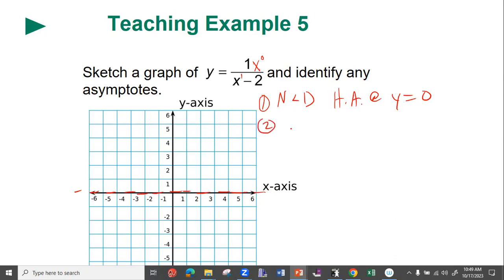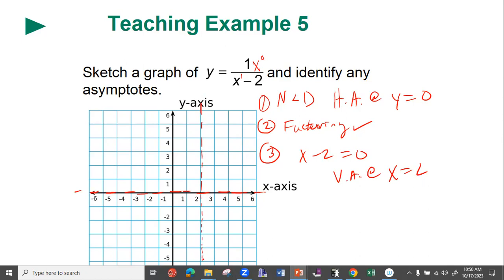Okay. Step 2 says you want to make sure that your numerator and your denominator are fully factored. Are they fully factored? Yes. Factoring is done. Step 3: now there's nothing to be eliminated, so I have no hole, but I do have a denominator, and I'm going to set my denominator equal to 0 to find my vertical asymptote. Where's my vertical asymptote at? At x equals 2. So I go to x equals 2. And there's my vertical asymptote.